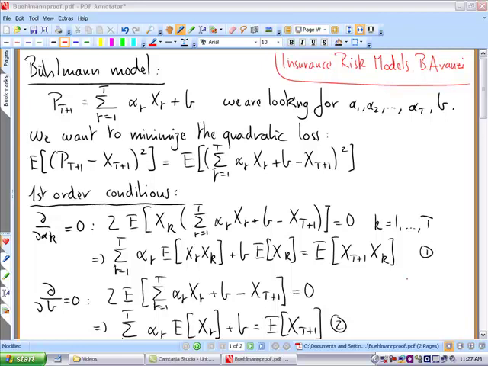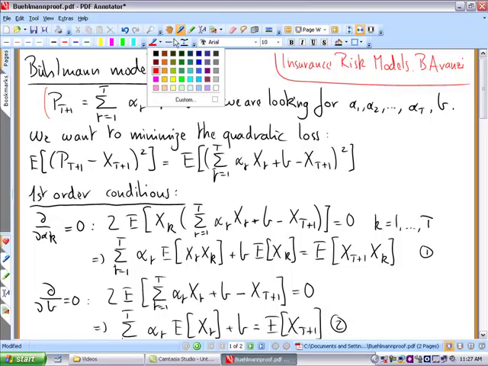In this recording I am commenting on the proof that the Bühlmann estimator for the premium in the Bühlmann model is the best linear Bayes estimator with respect to the quadratic loss. So what we are looking for is an estimator of that form. We want our premium to be a linear combination of past experience plus a constant.